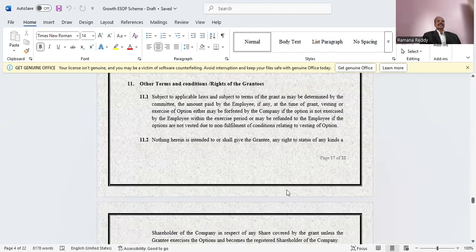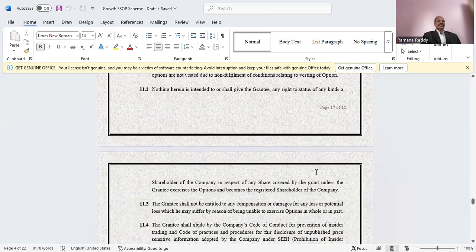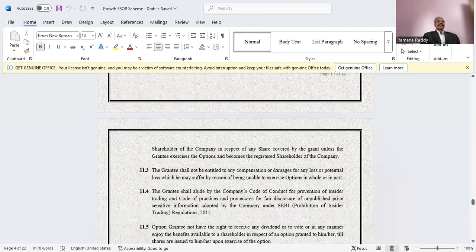So nothing here is intended to or shall give the grantee any right or status of any kind of shareholder of the company in respect of the shares covered in the grant, unless the grantee exercises the options. Once exercised, he will become the shareholder. So the grantee shall not be entitled to any compensation or damage or any loss which he may suffer by reason of being unable to exercise. So if he is not exercising, he cannot ask for any compensation from the company.